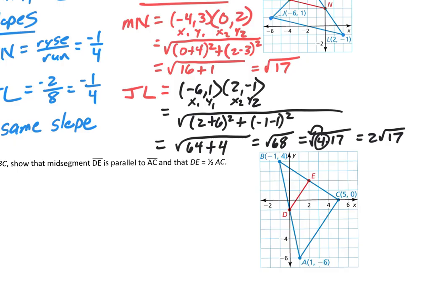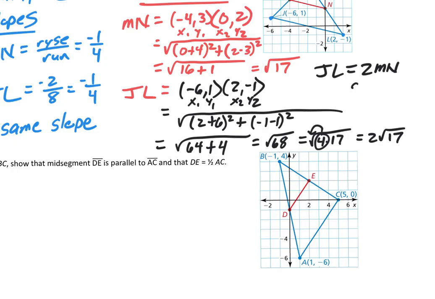Okay, so what that tells me is this is 2 times bigger than this. We're taking 2 times radical 17. This one is just radical 17. So this length is 2 times bigger than this length. Okay? And so the way that I would write that is that JL equals 2 times MN.